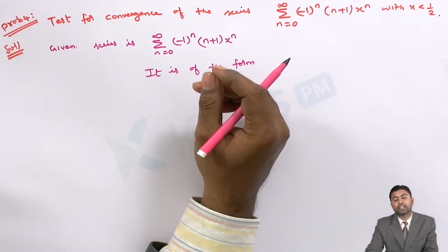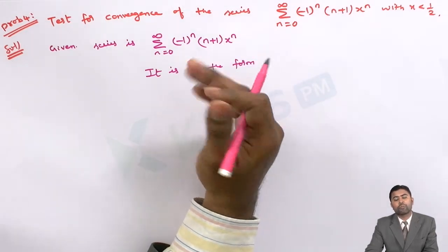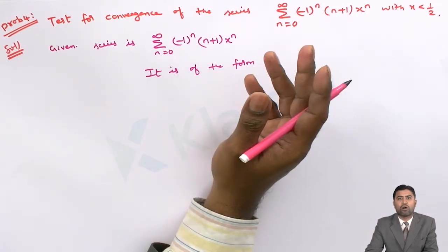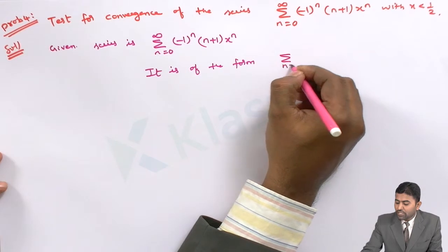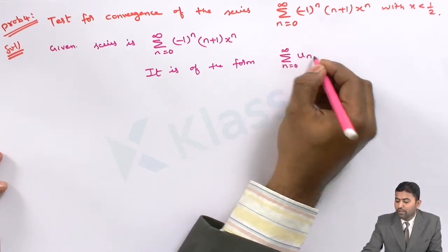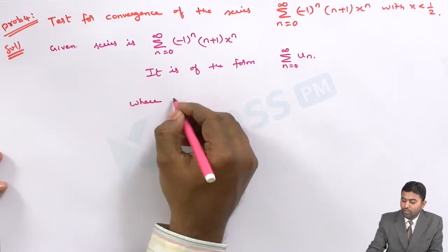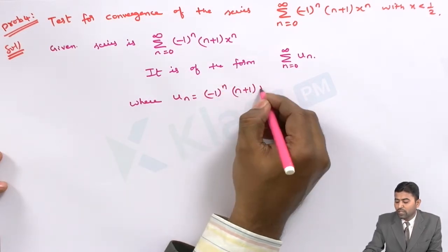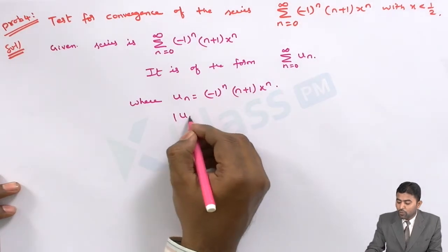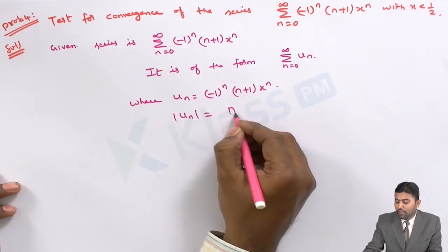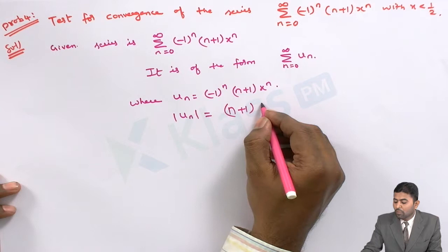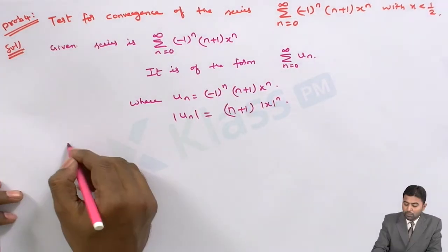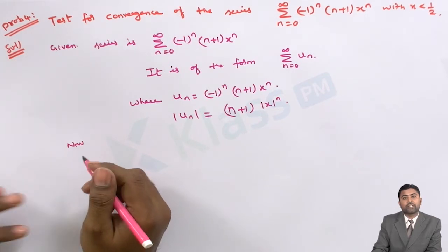I told you already that we use D'Alembert's ratio test for many cases, except a few like logs. So it is of the form summation n is equal to 0 to infinity un, where un is equal to minus 1 whole to the power of n into n plus 1 into x power n. Then mod un is equal to n plus 1 into mod x power n. If you apply mod, this will become 1. Now I'll apply D'Alembert's ratio test.